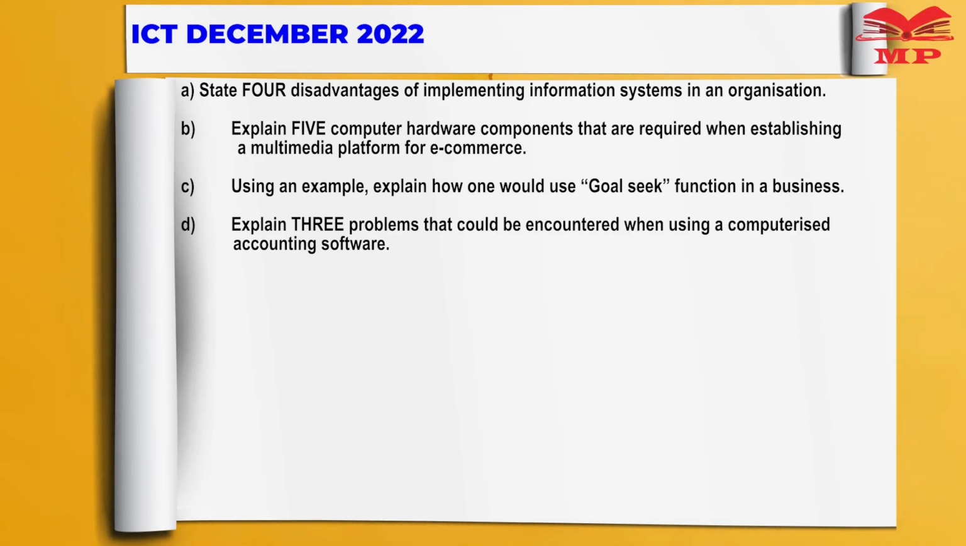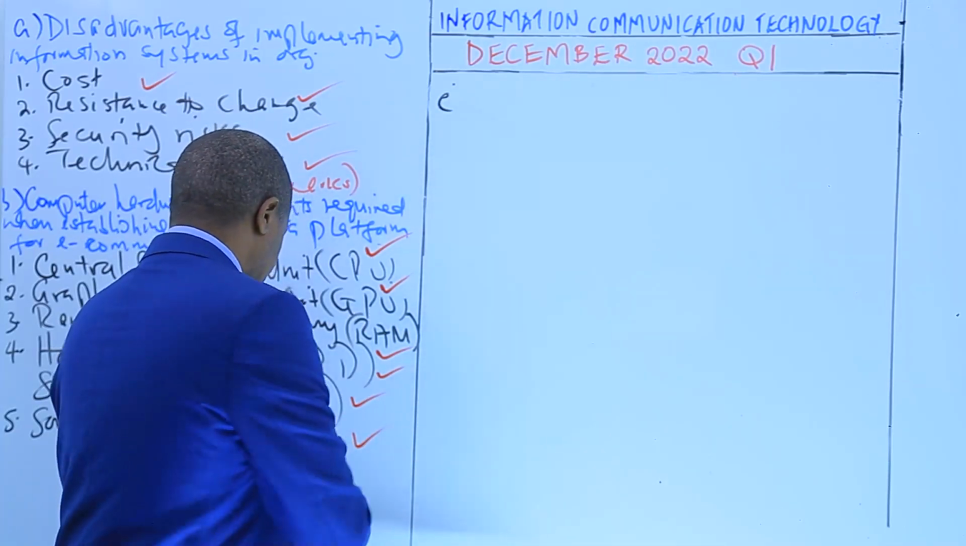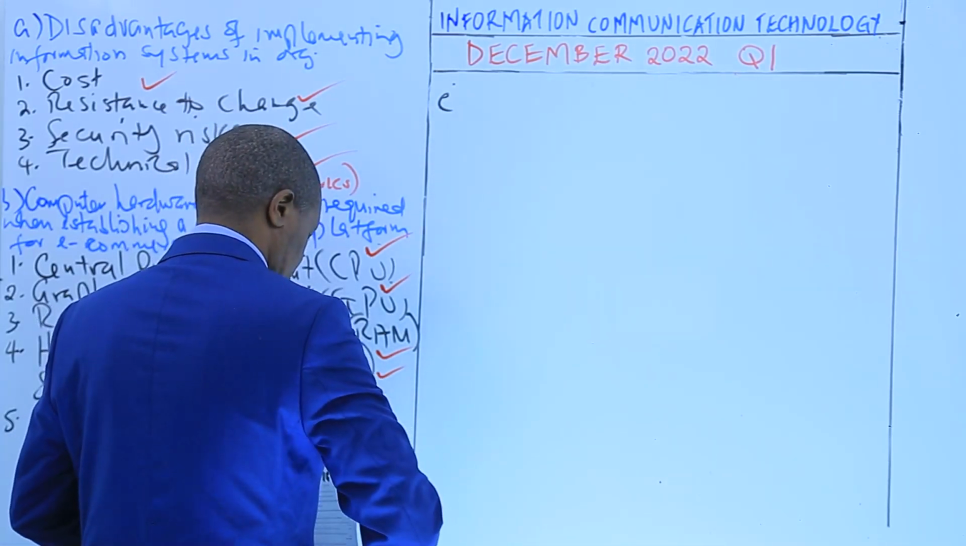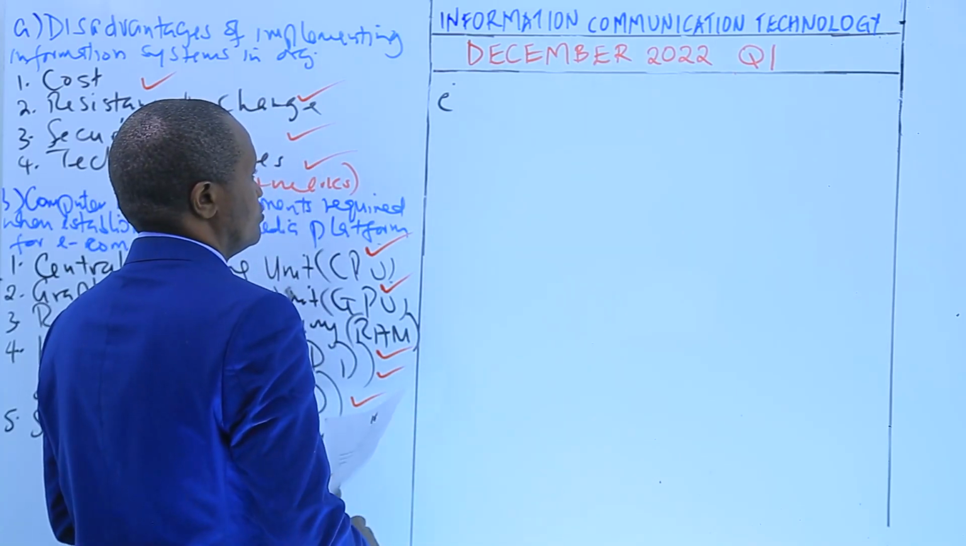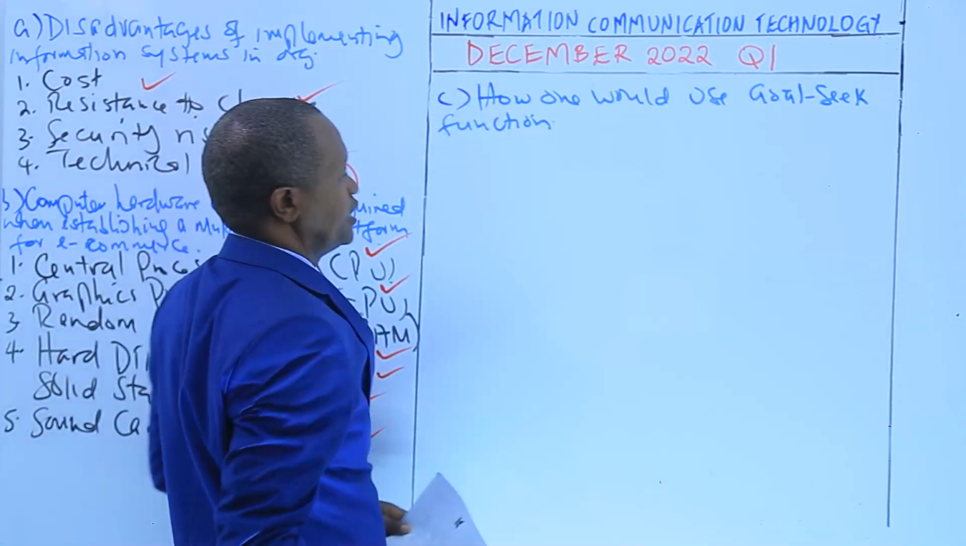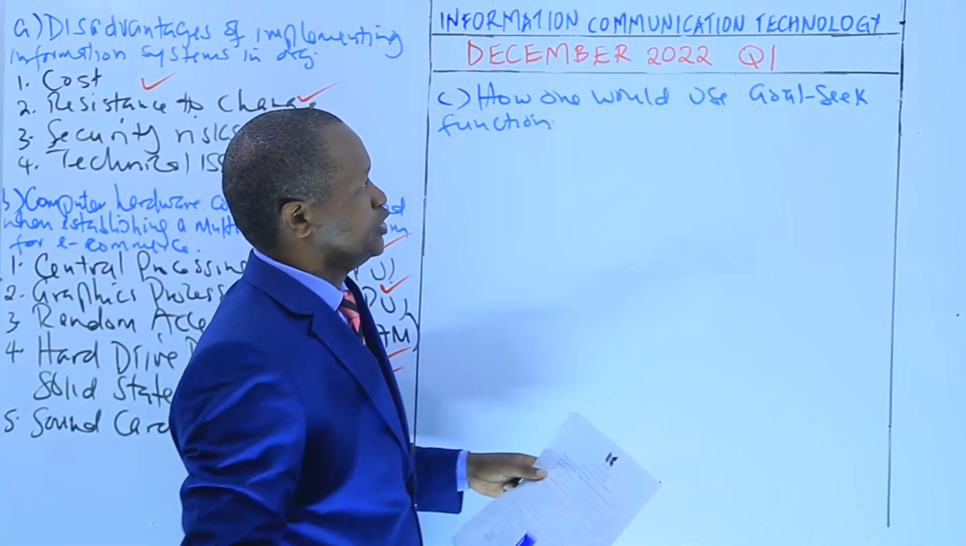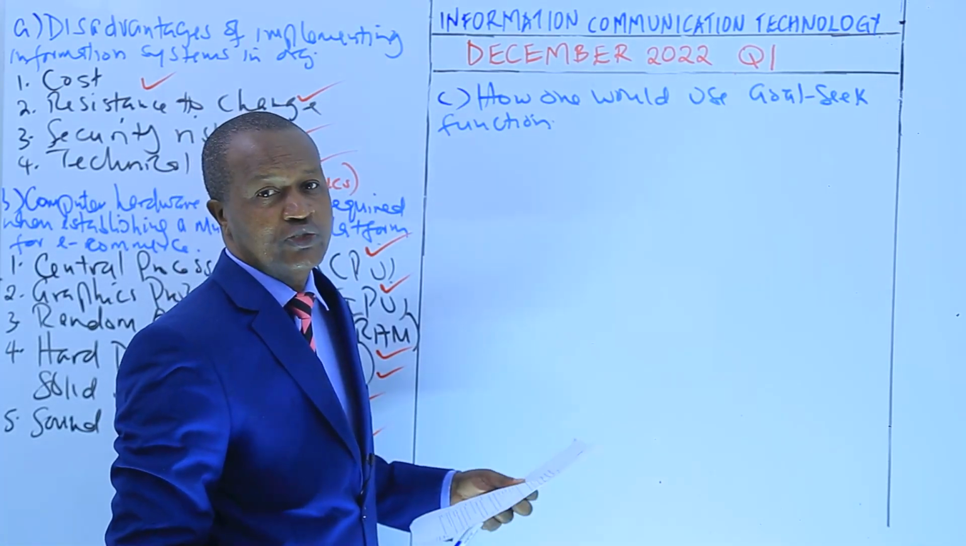Part C reads, using an example, explain how one would use a goal-seek function in a business. How one would use a goal-seek function. Using an example, explain how one would use a goal-seek function.